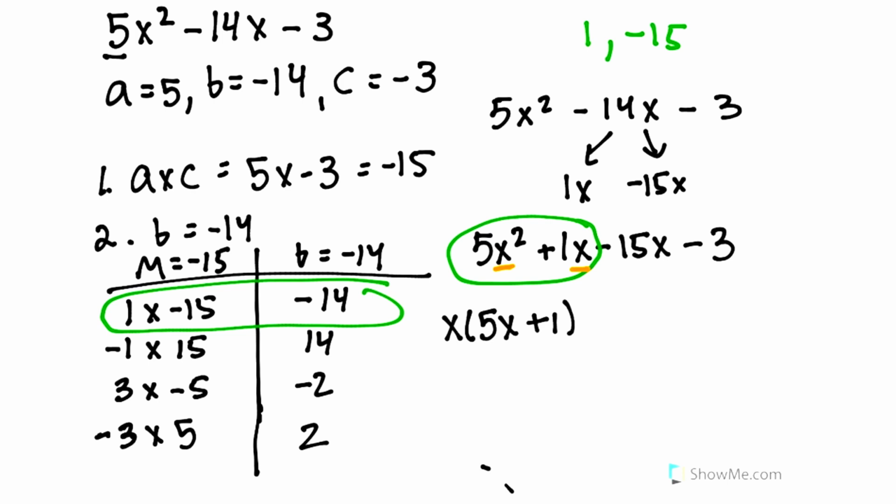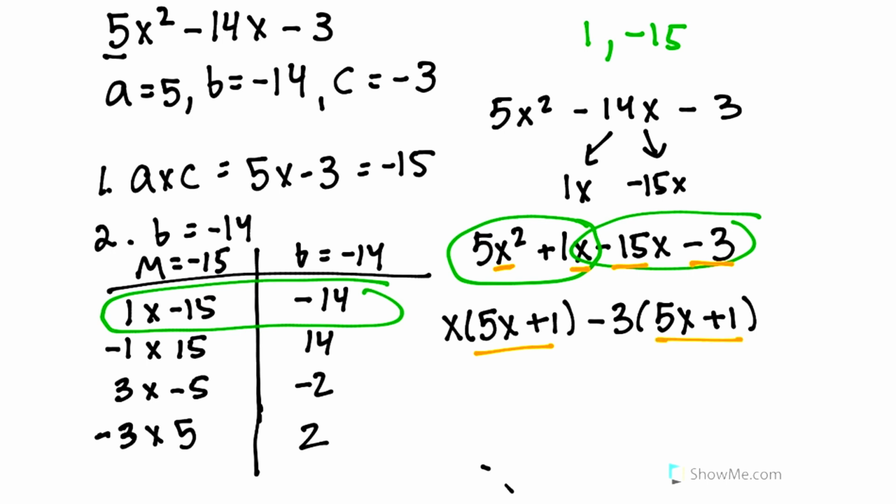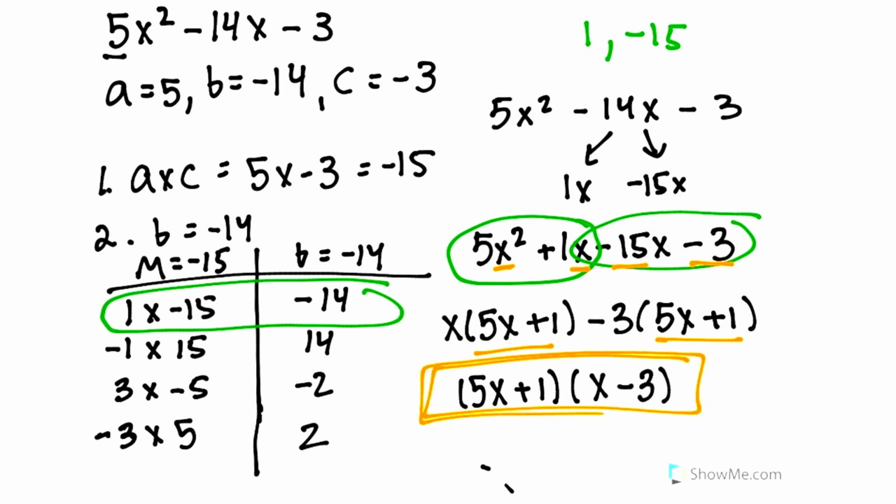And if we look at our second two numbers, we see that we can actually pull a negative 3 out of both terms. So we'll have negative 3 times 5x, because negative 3 times 5 is 15, plus 1, because negative 3 times 1 is negative 3. Then we see here that 5x plus 1 is a common term, so we can pull that out. And what's left is what is in front of the two parentheses, which is x minus 3. So that is our final answer.